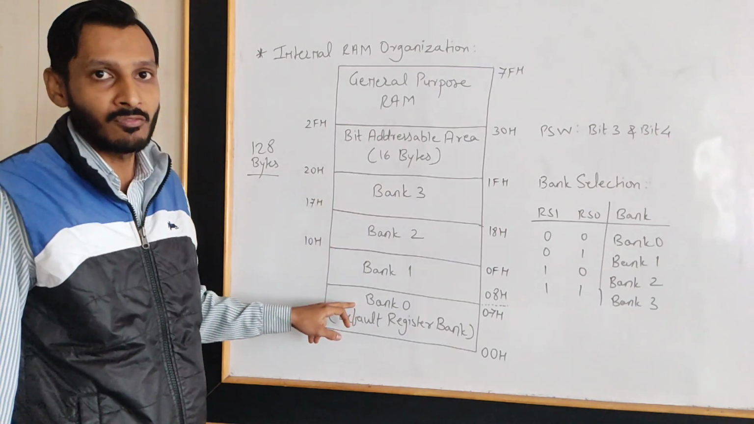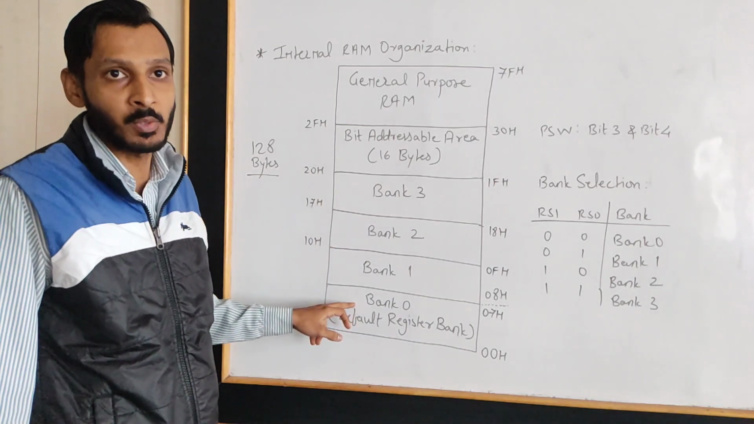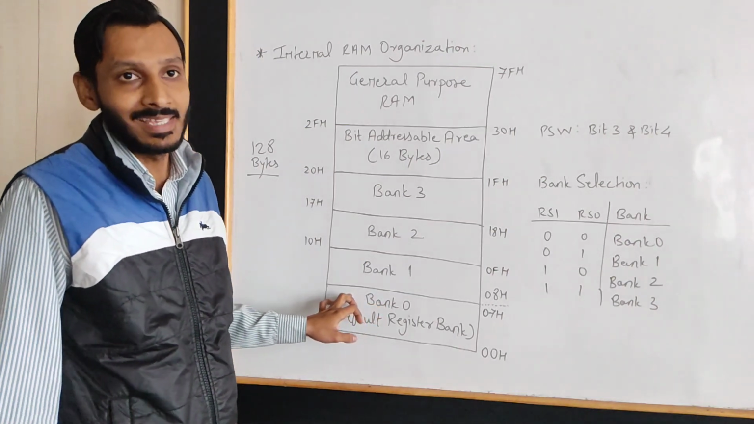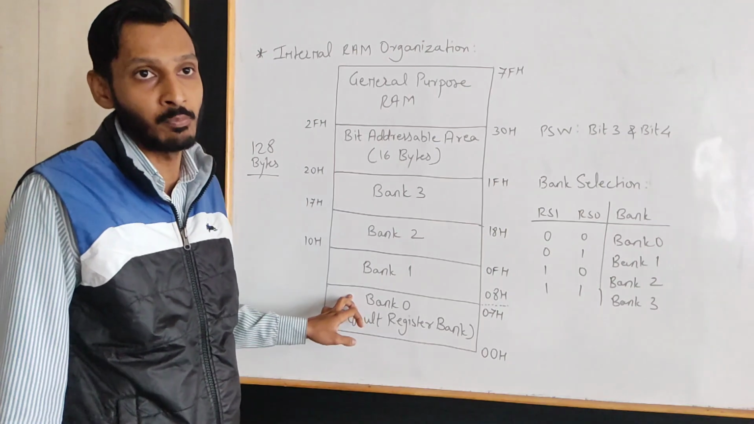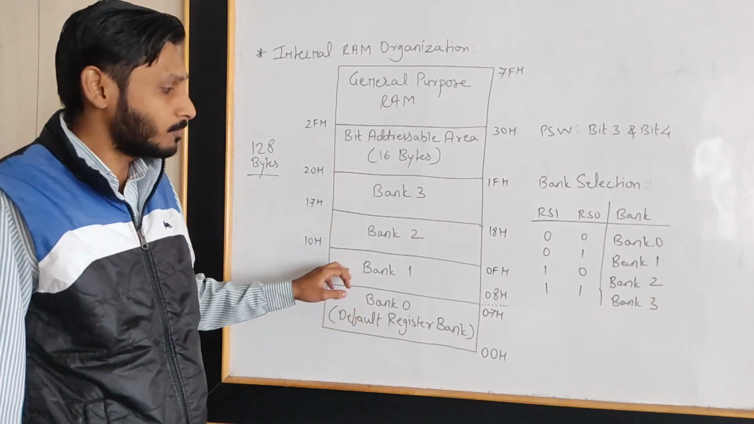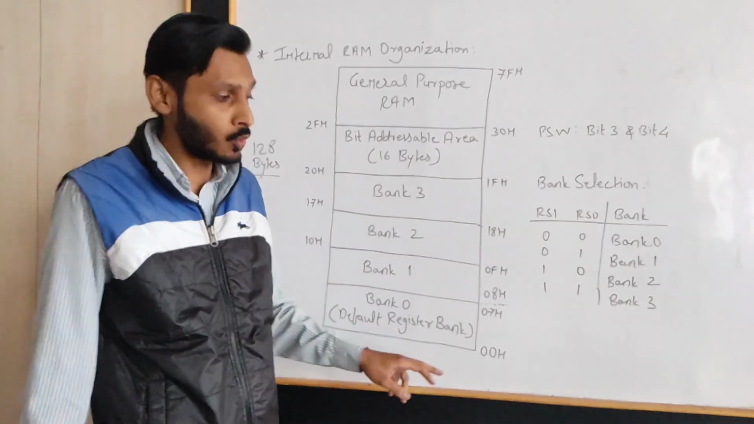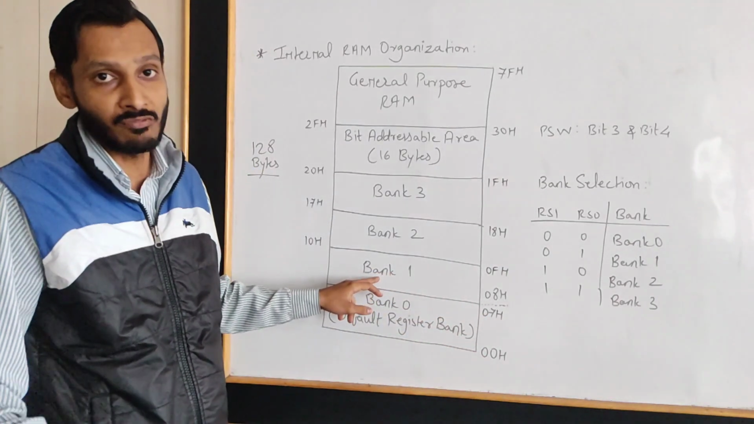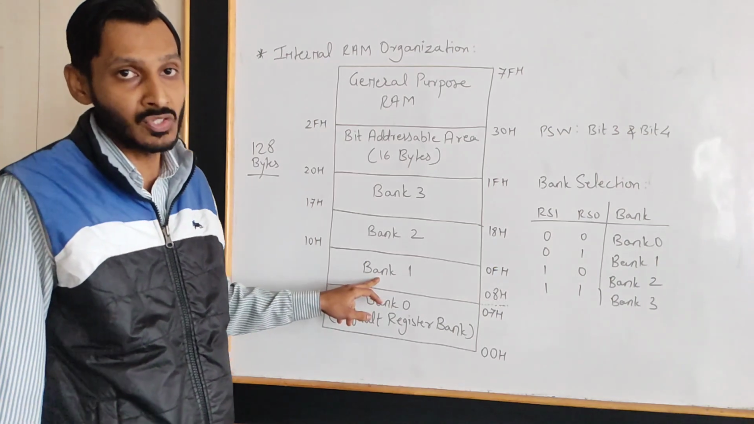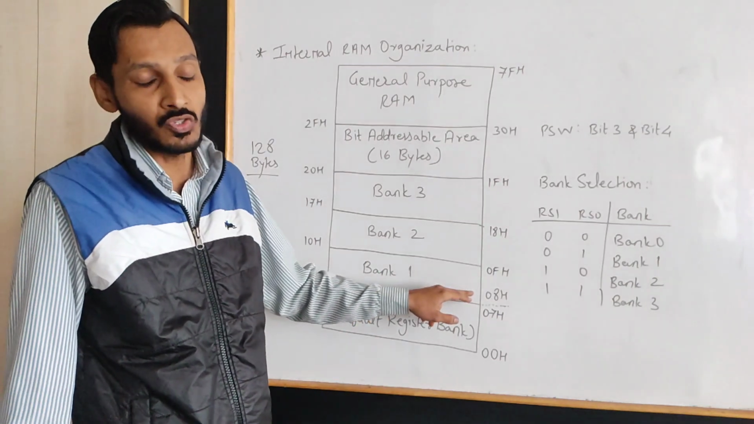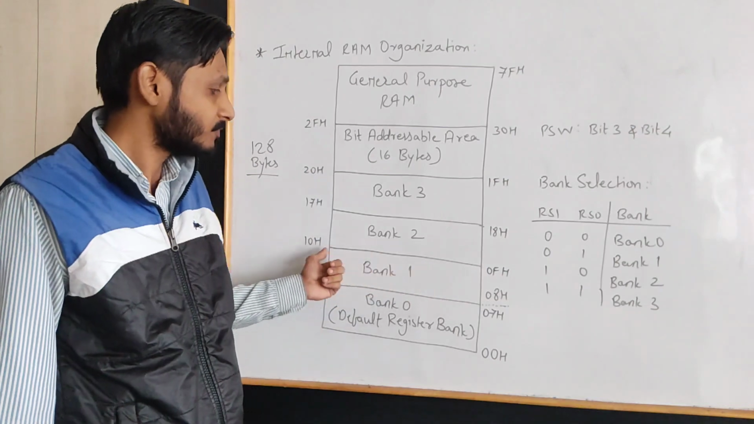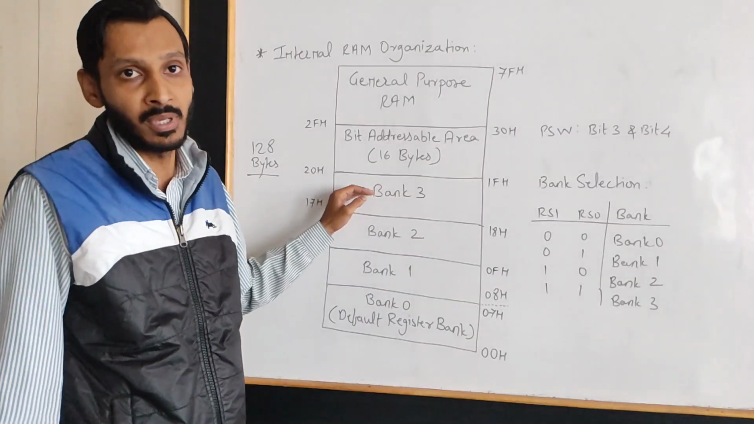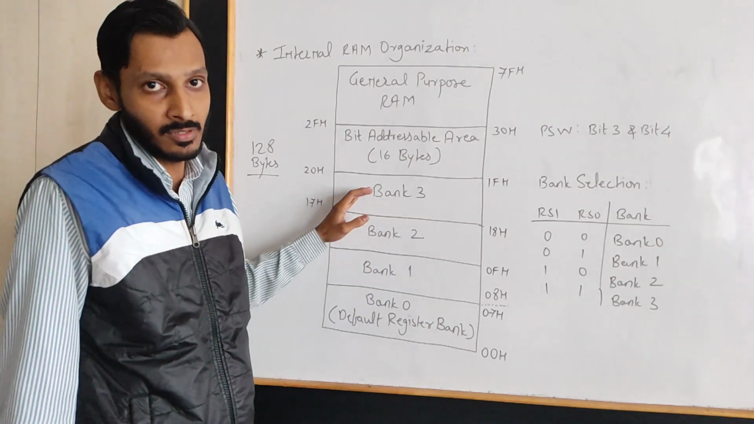In bank 0 we have 8 general purpose registers, R0 to R7. Each register has a word size of 8 bits. The address of bank 0 is from 00H to 07H. Then the next location is bank 1. Bank 1 is again the same, and its address locations are from 08H to 0FH. In all, a total of 32 bytes are considered for the register banks.